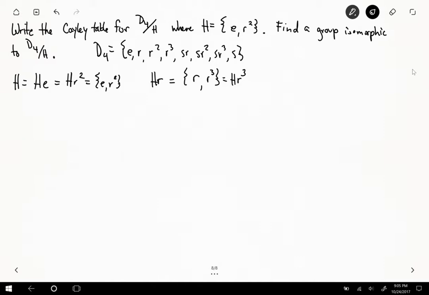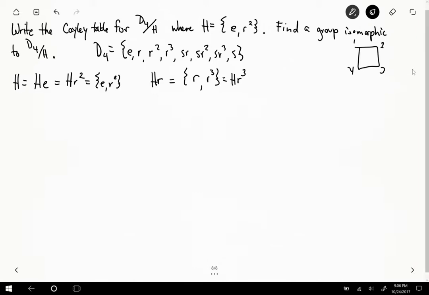When you go R squared and R cubed, notice it's R to the fifth. But remember we're talking about symmetries on the square, with corners 1, 2, 3, 4. So if you rotate 5 times, 4 times will get me back around to the start, and then one more would be that R, essentially. So that's where that comes from and why they're equal.